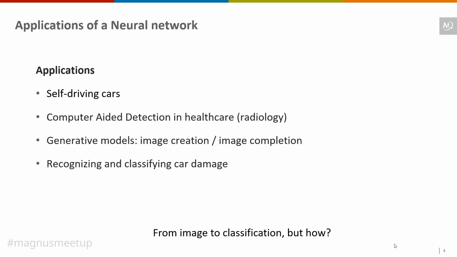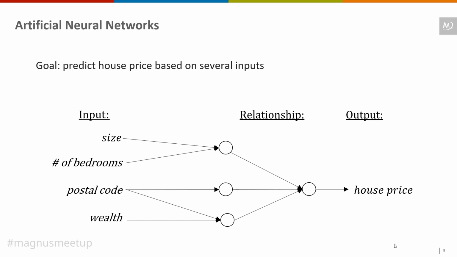But we now have an image, but how can you really classify that? Well, before we get to that, I'm going to tell you a little bit about how a neural network is built. So what we see here is an artificial neural network, and basically what you have is an input on the left side. The neural network trains itself to make relationships between those inputs so that it can create a singular output.